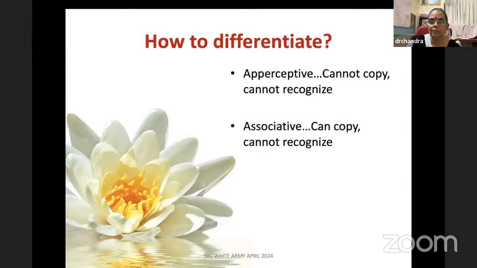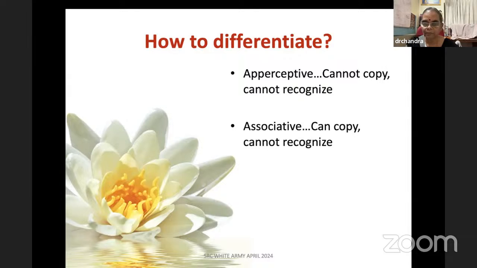We'll go to dysfunction. You have apperceptive and associative dysfunction. What is apperceptive? You do not recognize anything. You do not know the color, you do not know the contour, you do not know the shape, you do not know the movement. So you don't recognize an object because you're not perceiving anything about that object. What is associative? You perceive the color, contour, movement, shape, but you cannot convert it into a whole.